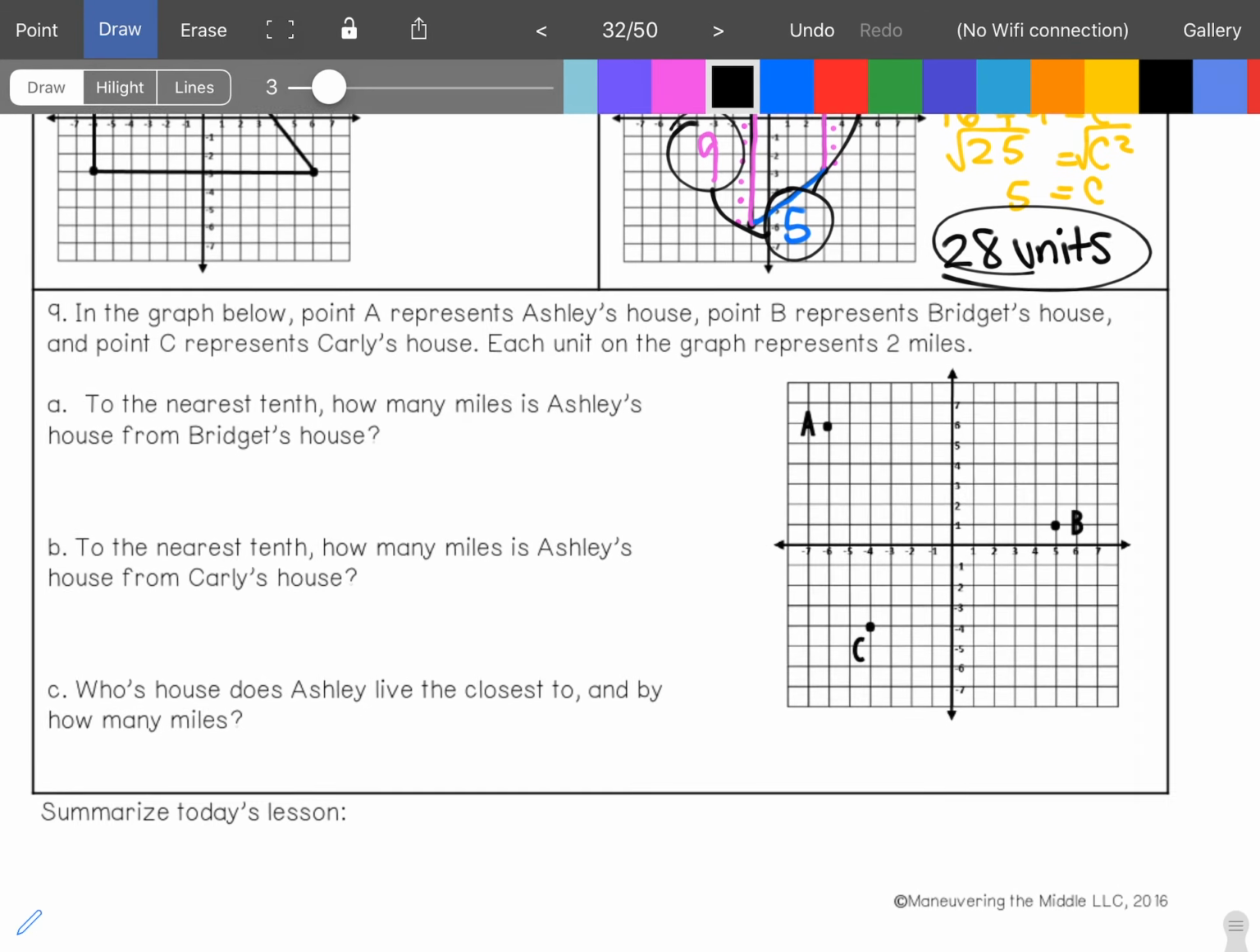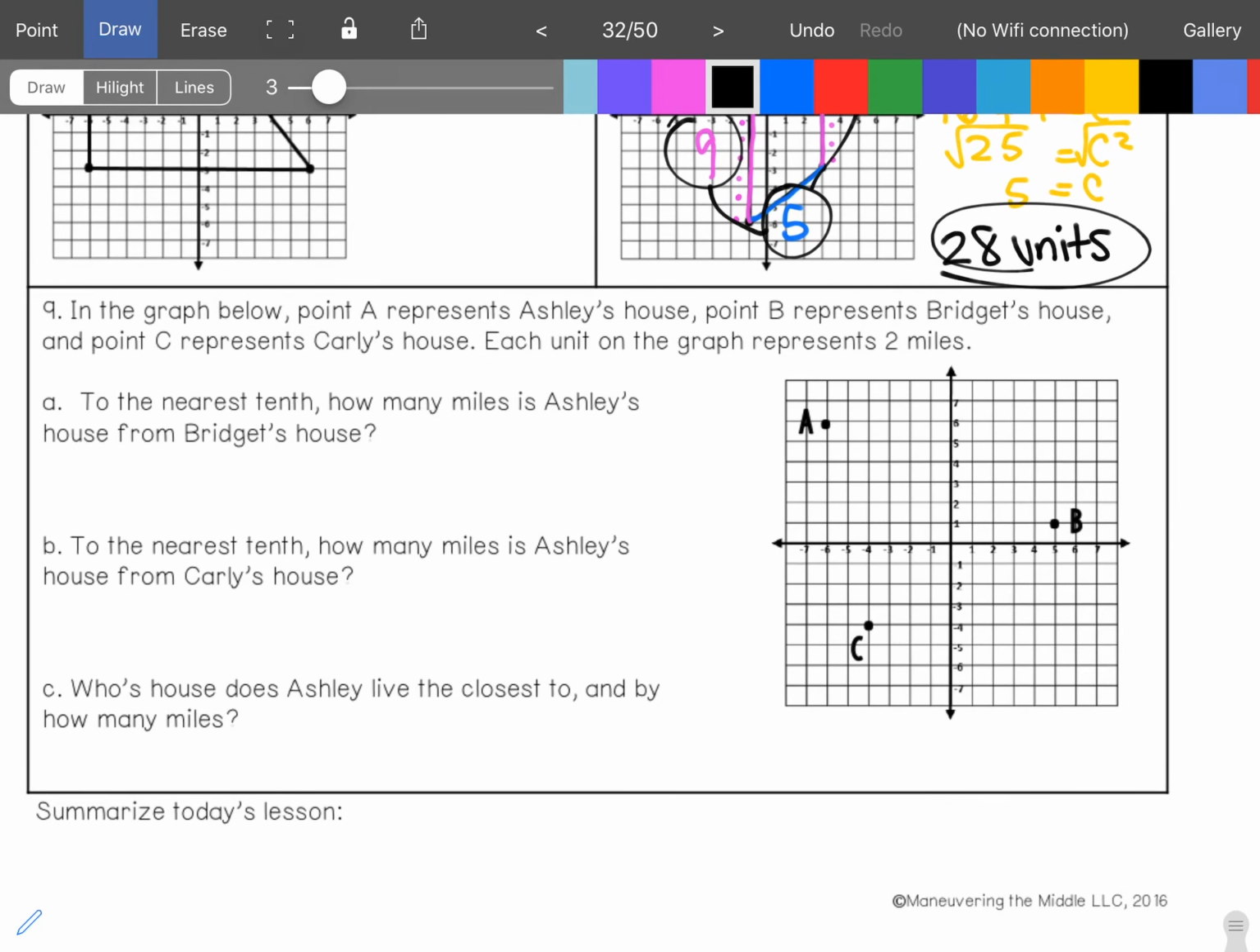All right, last one, number 9. In the graph below, point A represents Ashley's house, point B represents Bridget's house, and point C represents Carly's house. Each unit on the graph represents 2 miles. So this is super important because we're going to have to do something extra once we calculate our distance on here. To the nearest 10th, how many miles is Ashley's house from Bridget's house?